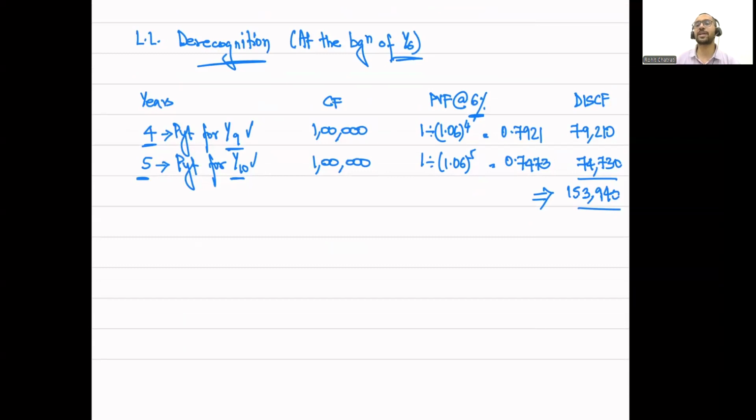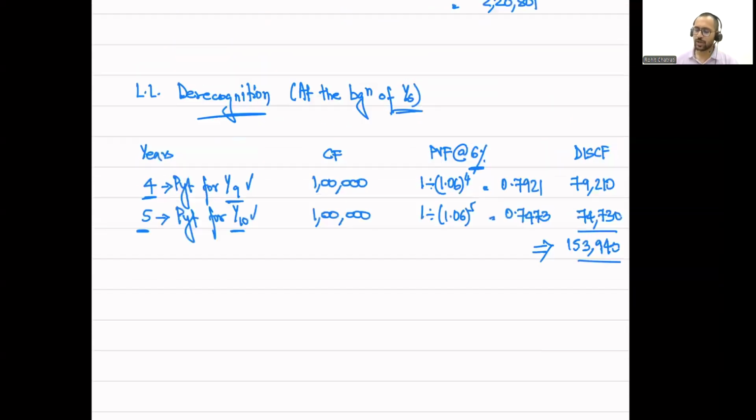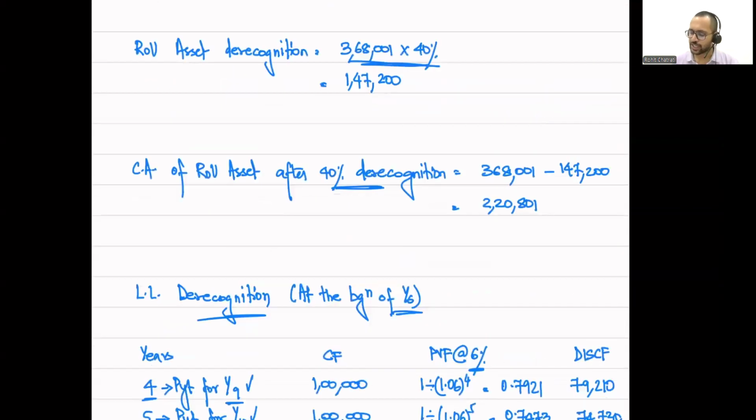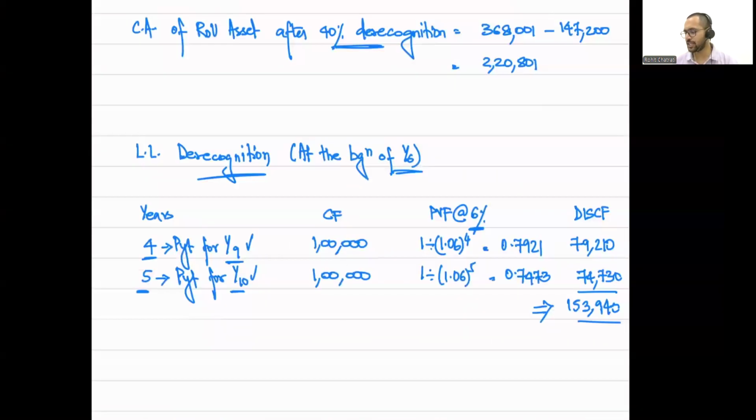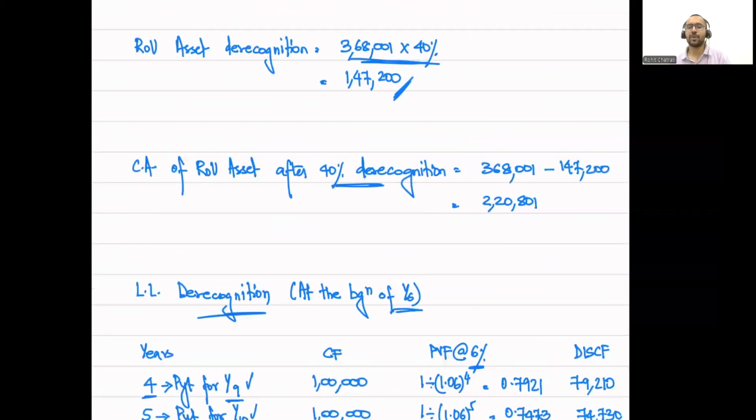This is the amount by which my liability should actually reduce. All right, so I have ROU asset which needs to reduce by 147,200. I have liability which needs to reduce by 153,940. So I basically am going to debit lease liability by 153,940. I will credit ROU asset by 147,200.